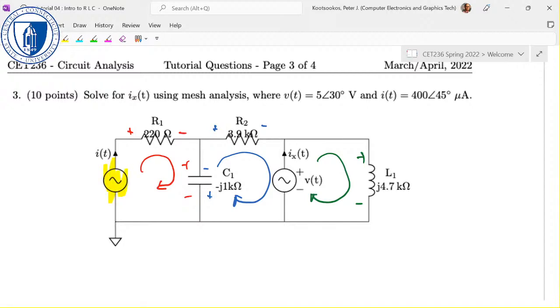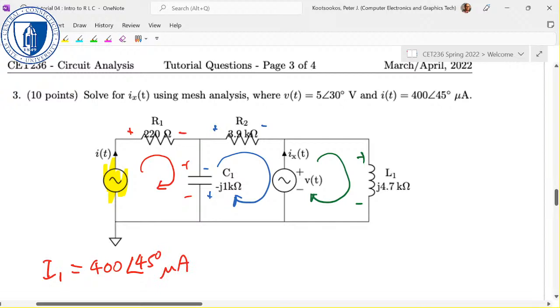Exactly, right? So we've got a freebie. Exactly. So I1 equals 400 angle 45 degrees microamps. Okay, let me just label them so we know the names. Thank you. Let me pick on someone else. So, Maxwell, what's next? Sorry? Right, so we want to do I2. So, we're doing mesh analysis again, right? So, what's the KVL for the I2 mesh?